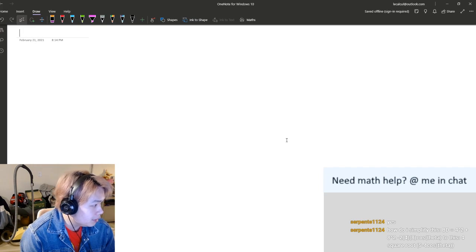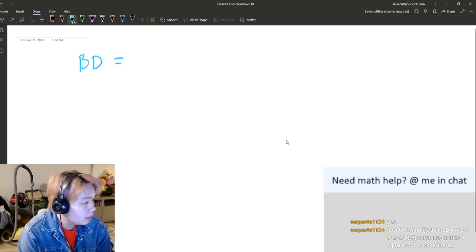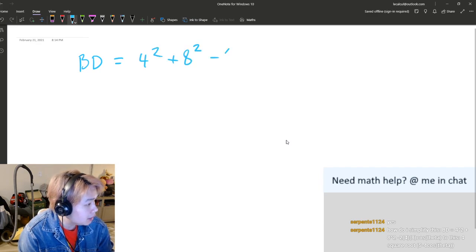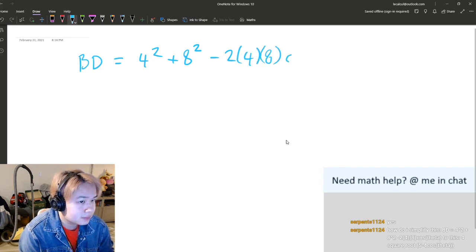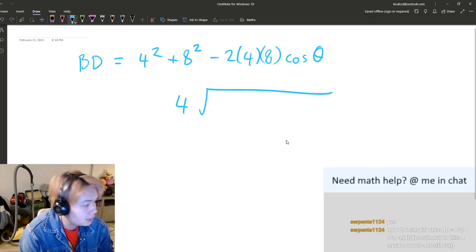How do I simplify this? BD is 4 squared plus 8 squared minus 2 times 4 times 8 cosine theta, to this 4 square root 5 minus 4 cos theta.